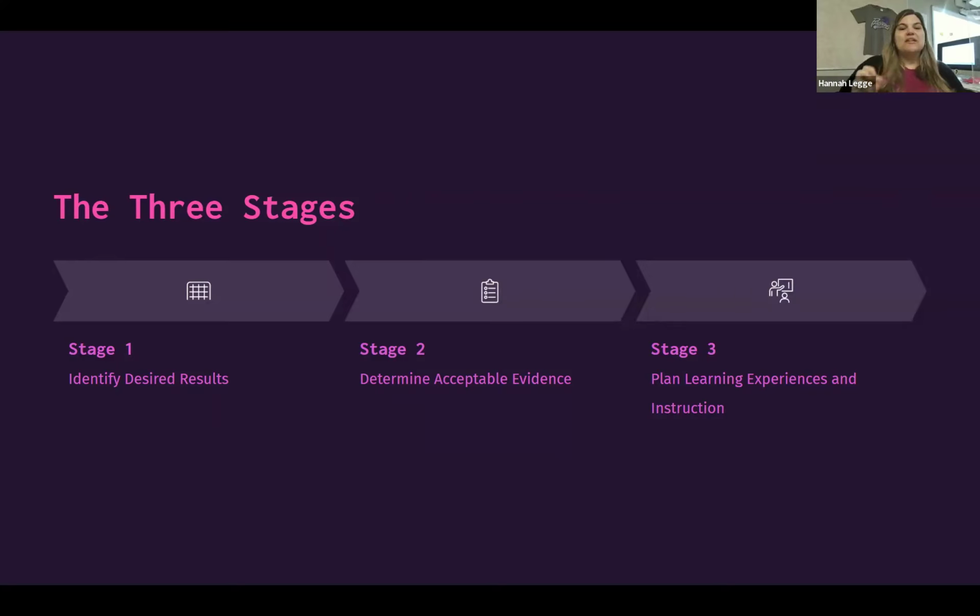Okay, so stage 2 is determine acceptable evidence. So this piece, are you going to use a multiple choice exam? Are you going to use a writing piece? Is it an essay? Is it a test? What is acceptable evidence? Because we are looking for quality over quantity when it comes to those pieces of evidence. So it's important that we keep that in mind. And then stage 3, of course, plan the learning experience and instruction. So that's the actual piece where you're putting together your lesson, but you're planning with the end in mind.